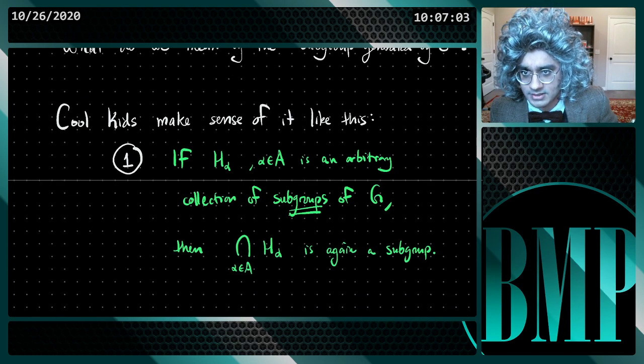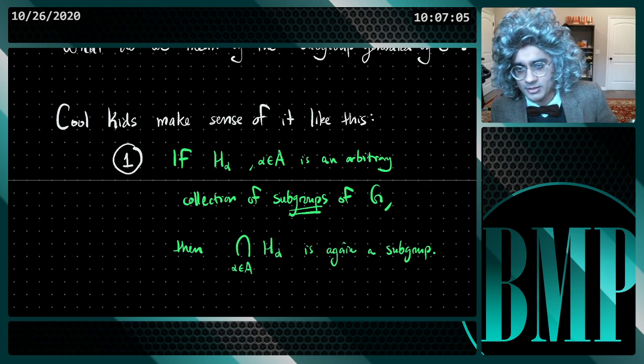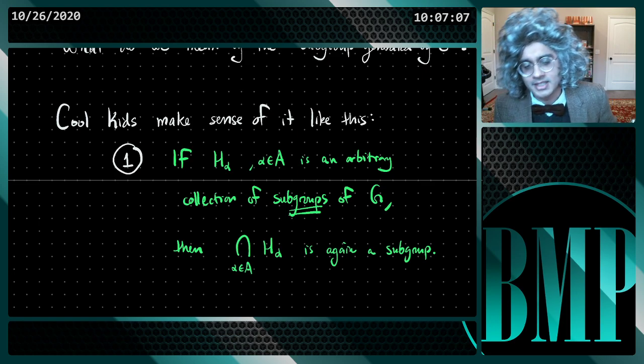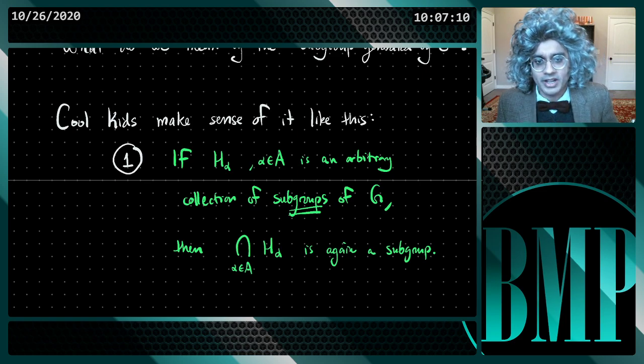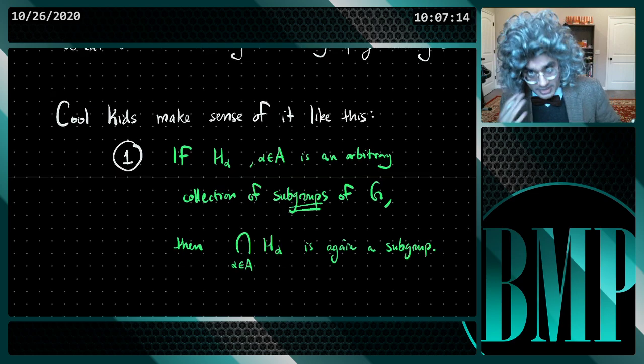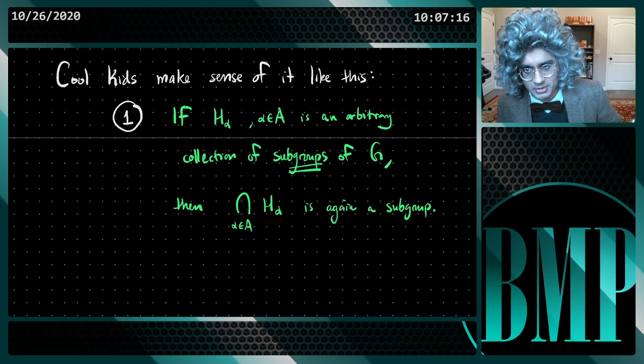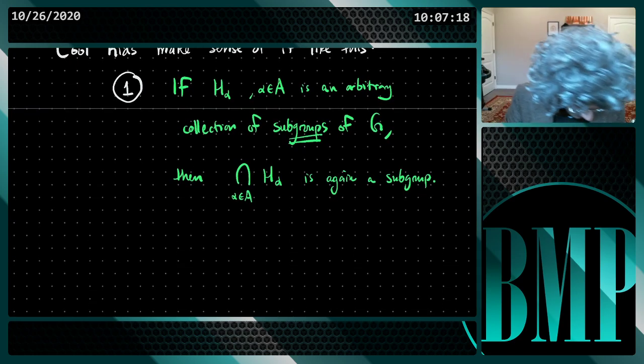Class, go prove this. Take any two elements in the intersection, multiply them. Why is it again in the intersection? Because each of the H alphas are... Okay, you can even write it with that tone because it's boring. All right, number 2.